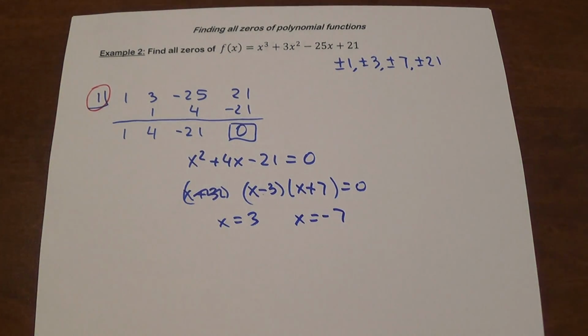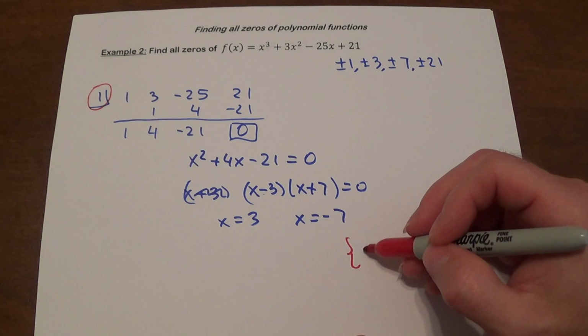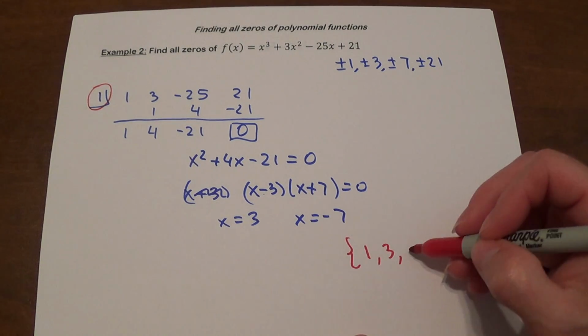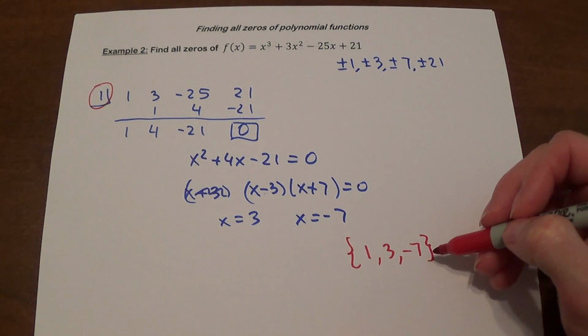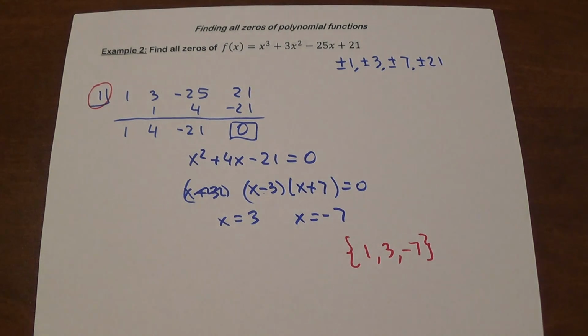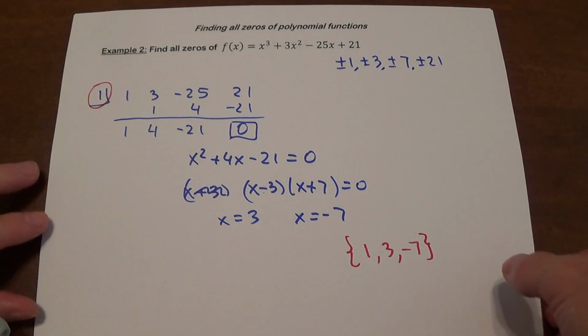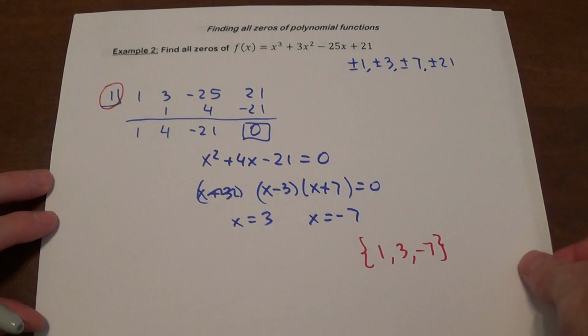So we have three numbers, and we're going to list them all, and that's exactly what we're looking for, at most three numbers. 1, 3, and negative 7. Any order. Right. Let's continue on.